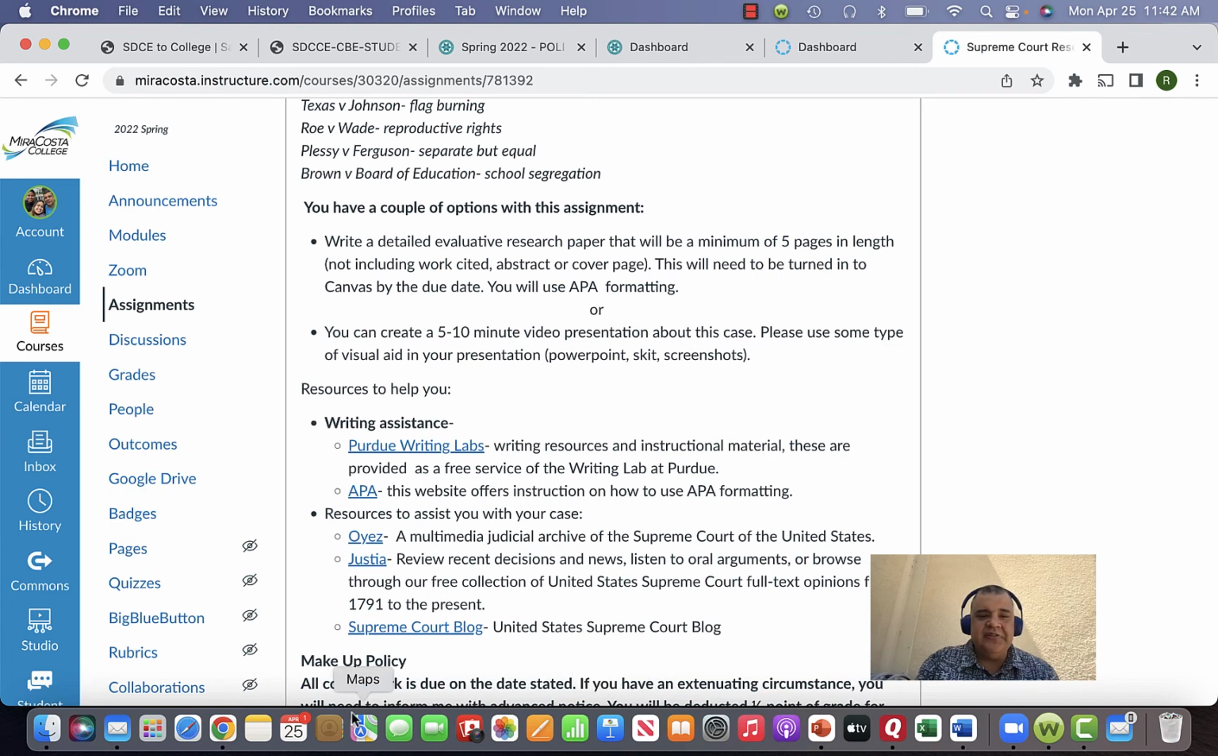And also, here are some resources that you could use if you are familiar with any Supreme Court cases and want to use them. Oyez is a really, really good one. And Justia is a really good one. If there is a topic that you can't find a Supreme Court case on, let me know, and maybe I can dig and find something that interests you.